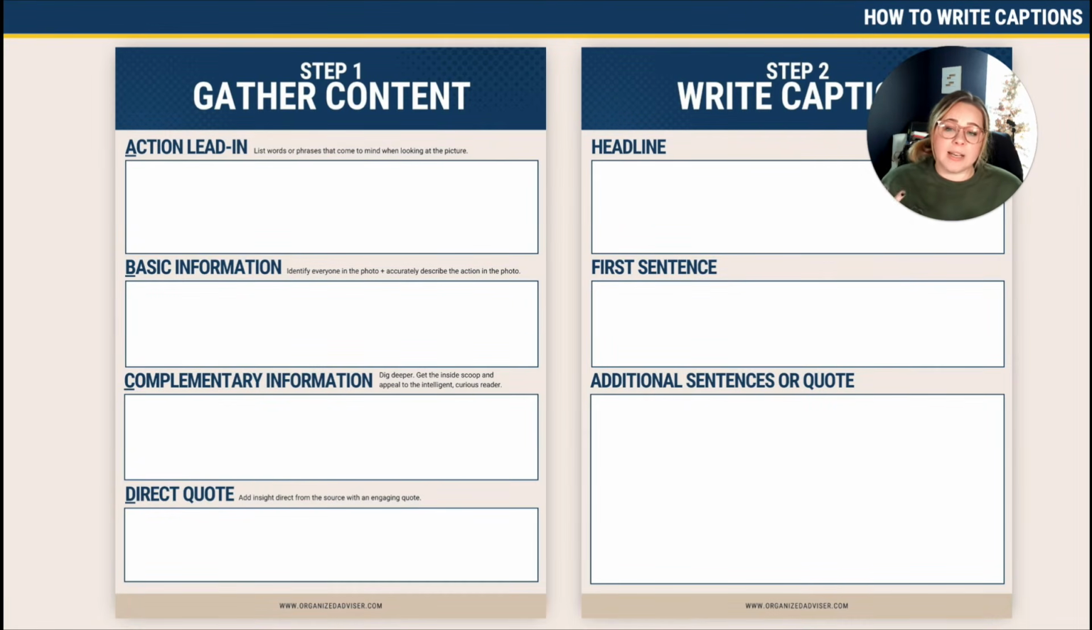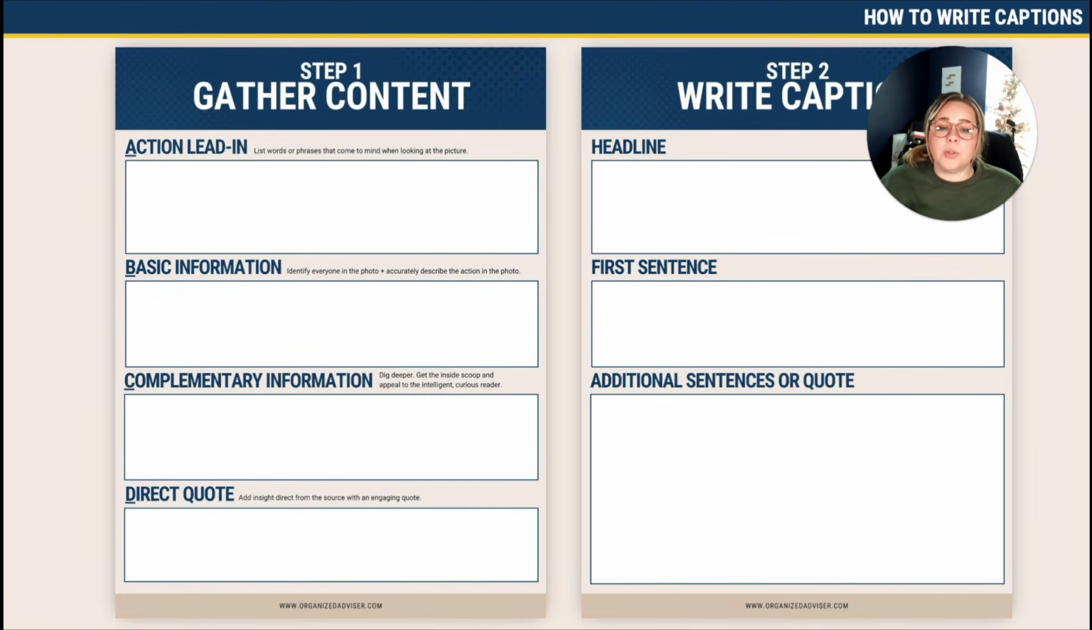The action lead-in, I would encourage you to use a thesaurus and make a list of like 8 or 10 or 15 ideas that you could possibly use for it, and then pick your favorite. And then the direct quote, you don't have to rewrite because it's on that page, but in the future, you could use this space to write down your direct quote for your own caption.